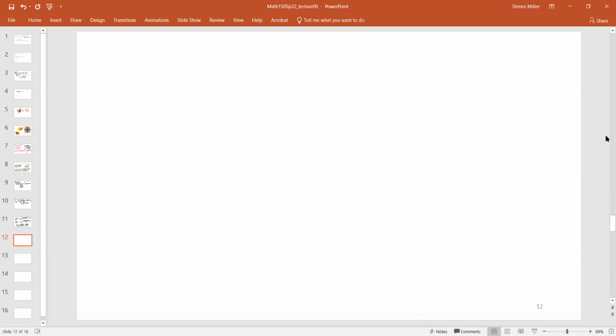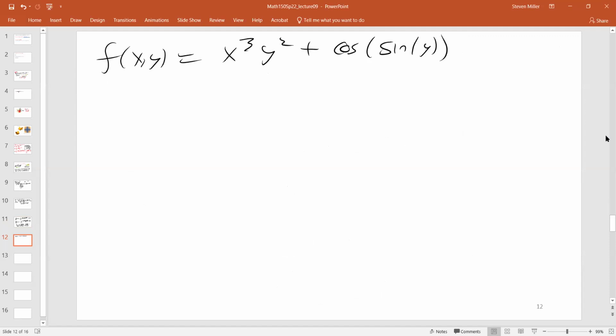Let's do an example too. Let's say I give you f of (x, y) is x cubed y squared plus cosine of sine of y. What is df/dx? So treating y as a constant, what would df/dx be?